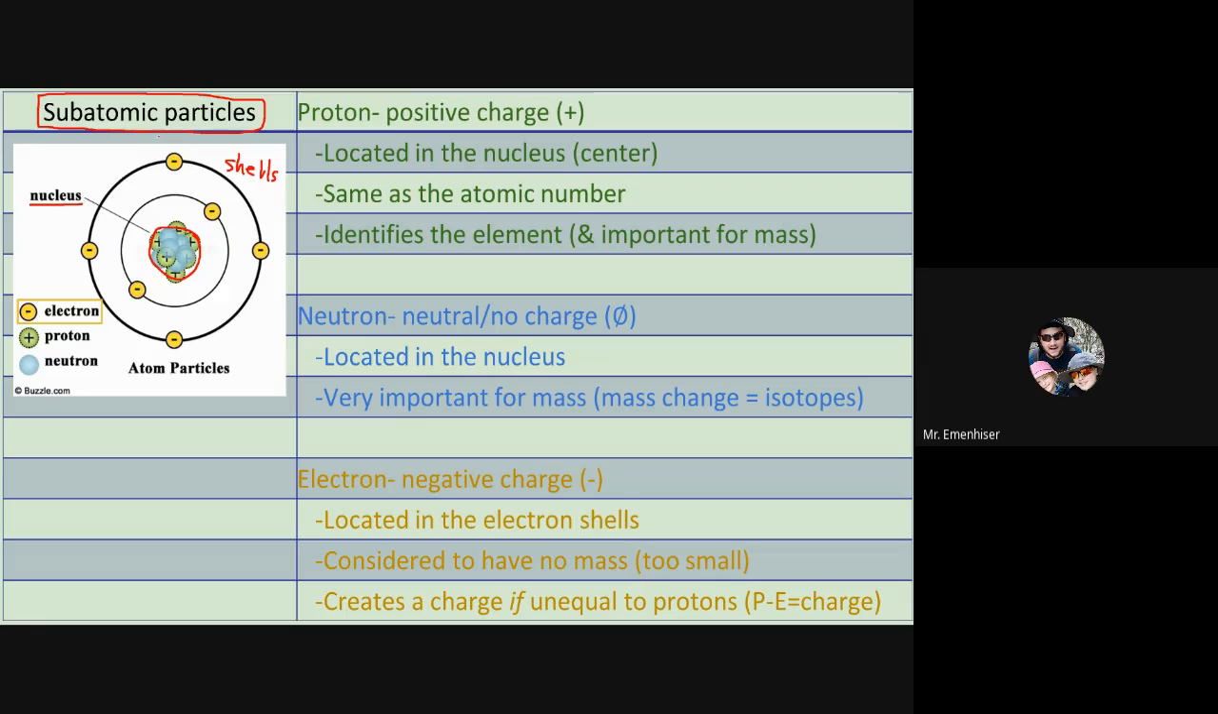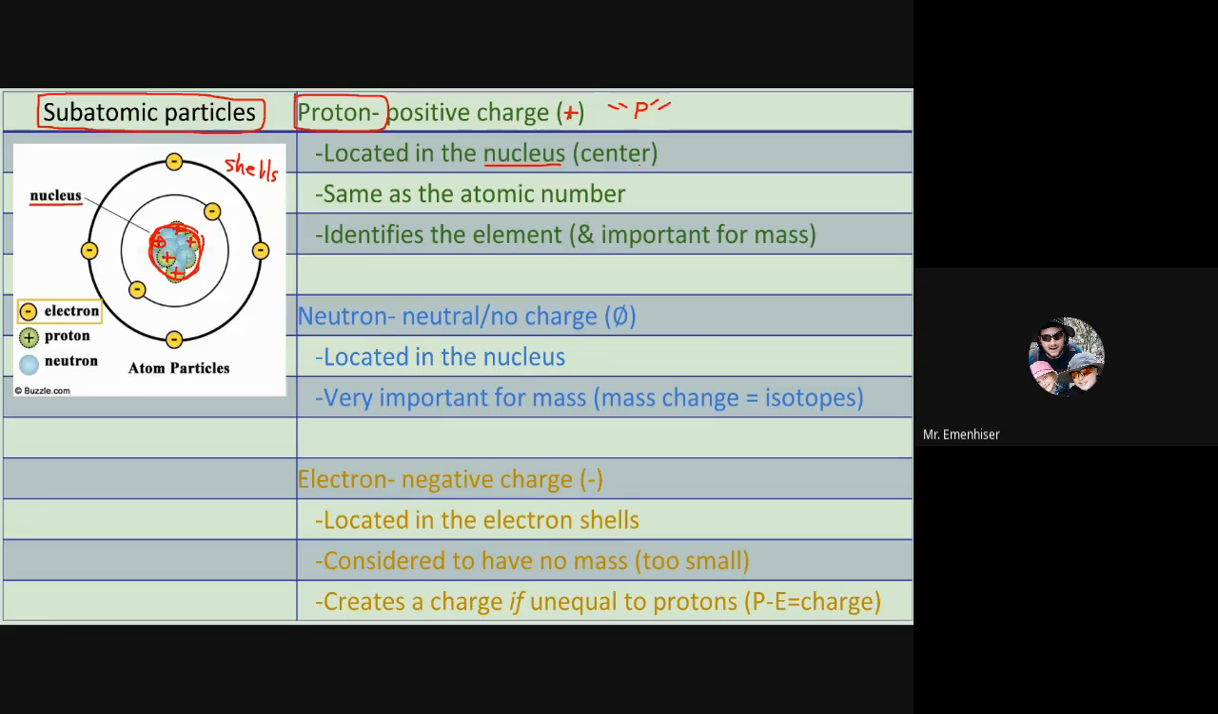So let's talk about each of the subatomic particles. There's the electron, there's the proton, and the neutron. Let's start with the proton. A proton is a positively charged particle. Proton starts with P, and so does positive. Say it, positive proton. Protons are located in the nucleus, or the center of the atom. They are right here. They're these positive things. They're kind of covered up, but those are protons.